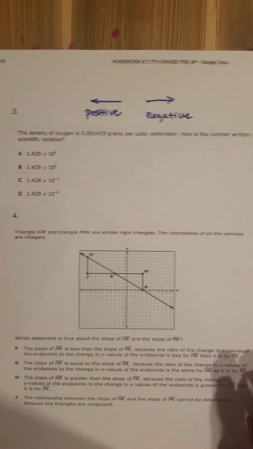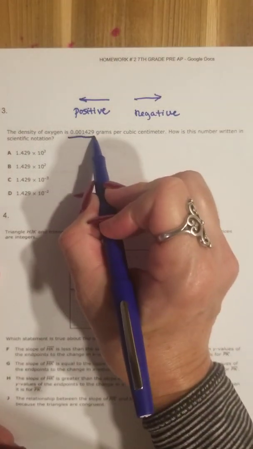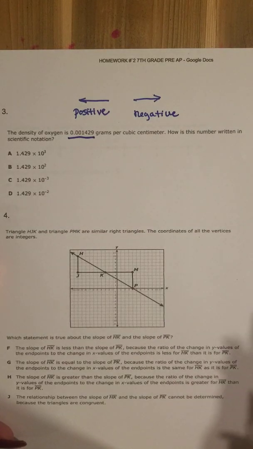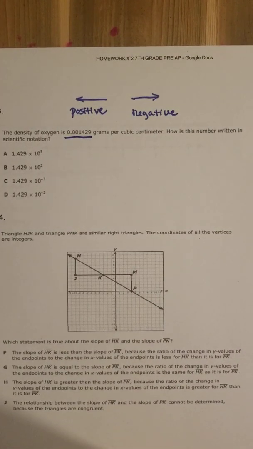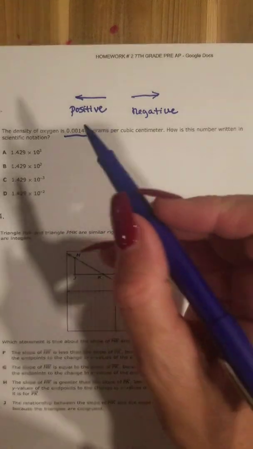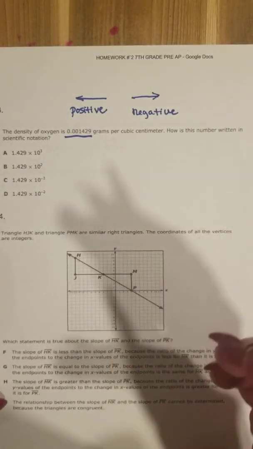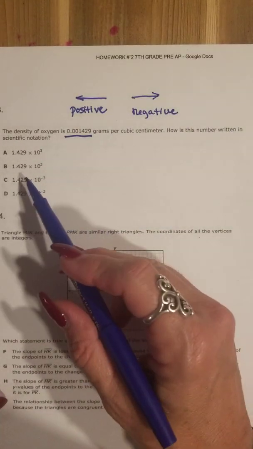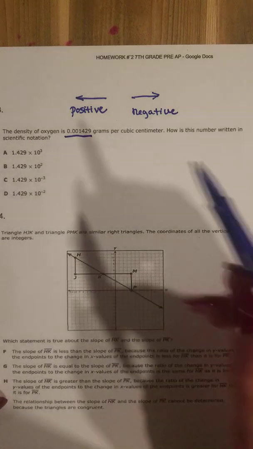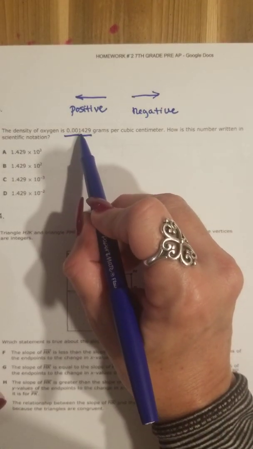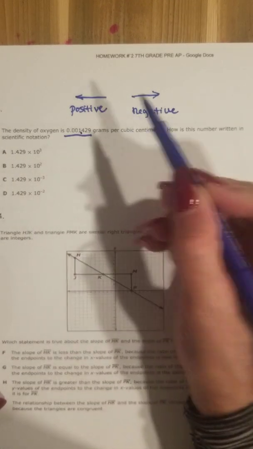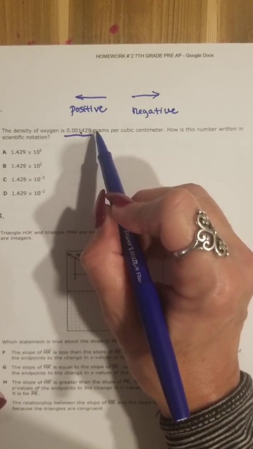Number 3, they want you to put this into scientific notation. So remember, scientific notation, we're moving the decimal to the first non-zero digit, okay? So if I want to take this number and put it into scientific notation, I'm going to move my decimal to right here, in between the 1 and the 4. So you count how many places.